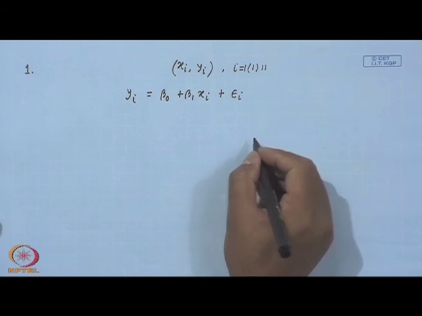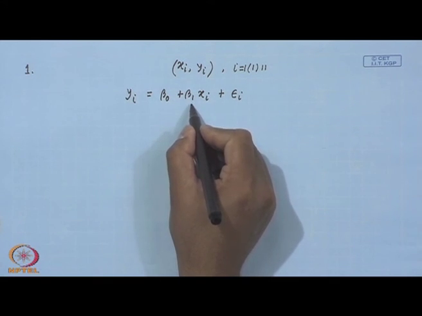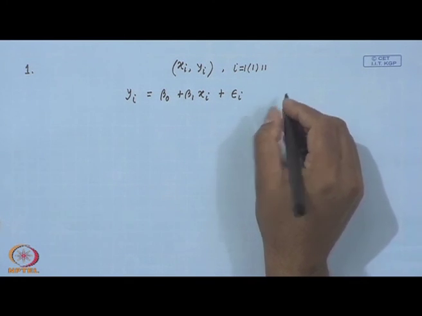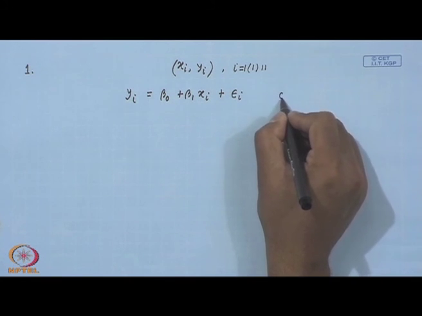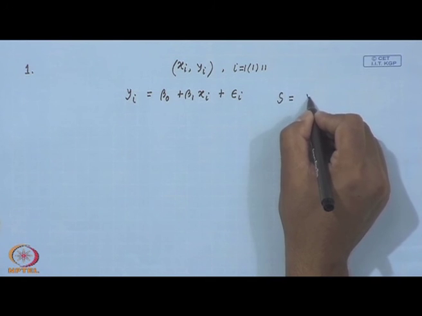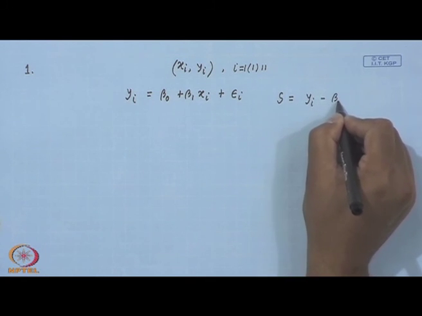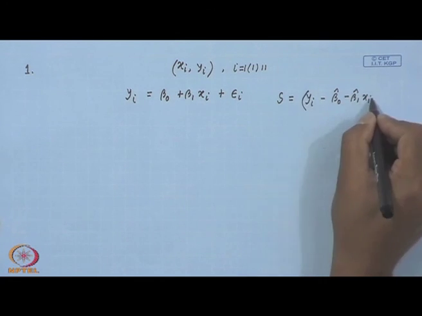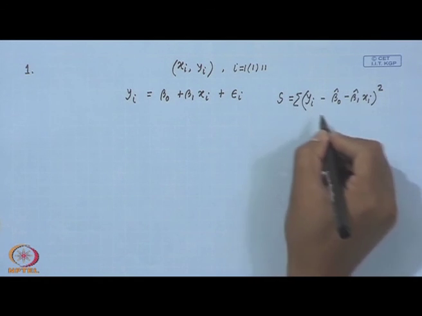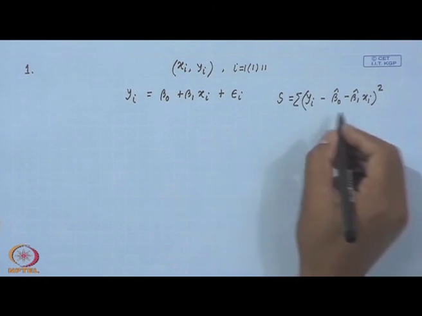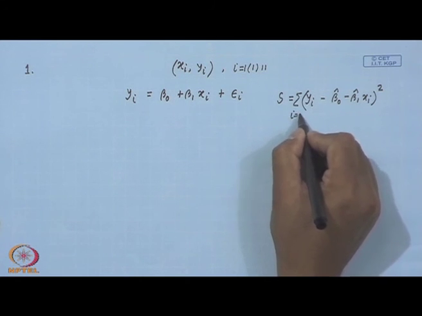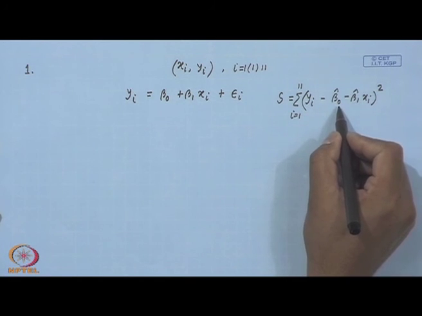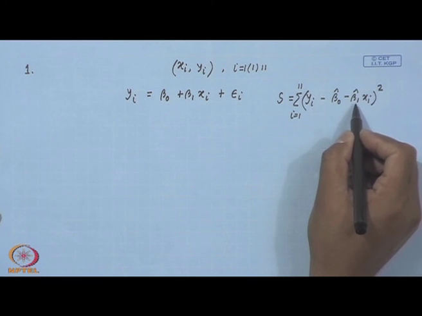So, we know that beta naught and beta 1 are obtained by minimizing the least square function, that is S, which is equal to the sum of y I minus beta naught hat minus beta 1 hat x I squared. So, this is the ith residual, and by minimizing this for I equal to 1 to 11, we get the least square estimates of the regression coefficients beta naught and beta 1.